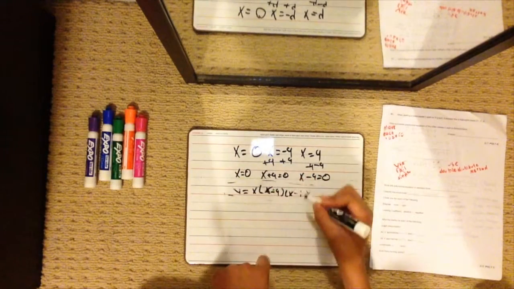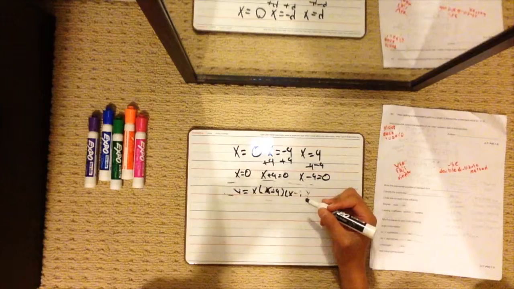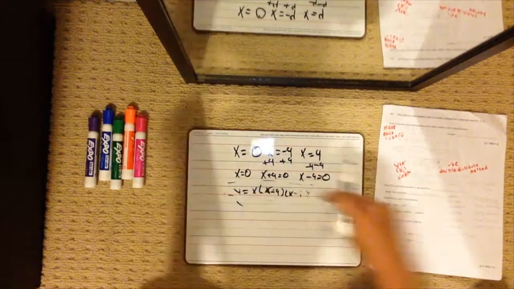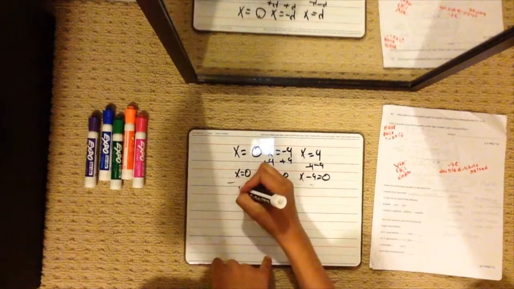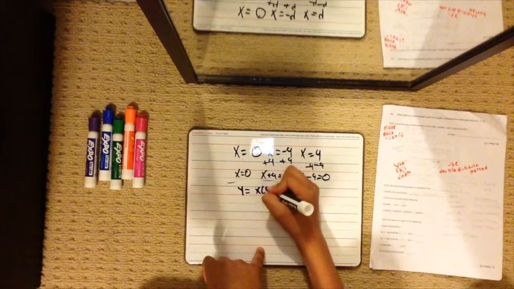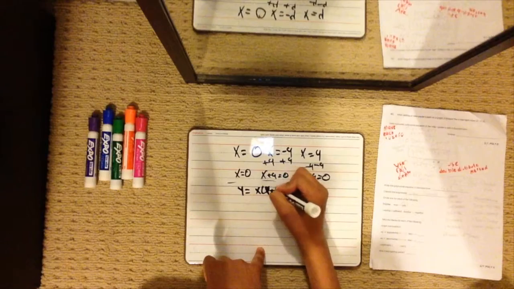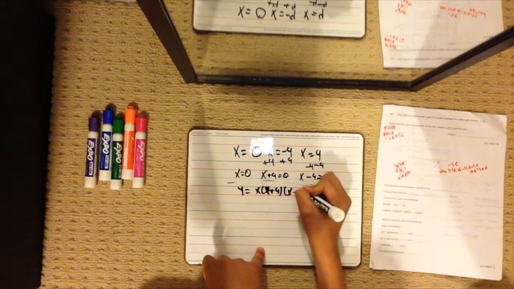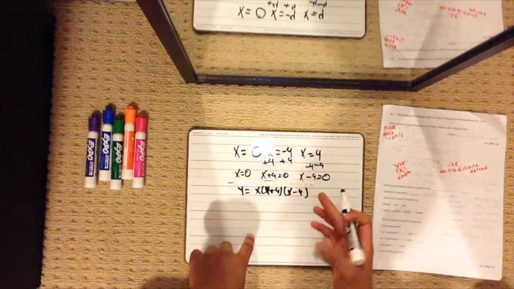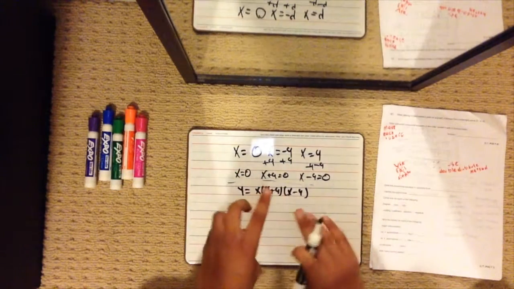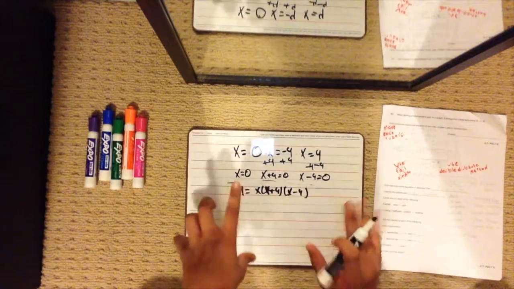So what you're going to do is get y. Let me rewrite it because it got a little erased here. y equals x plus 4 and x minus 4. What you're going to do is use the double distribute method. You could also use the FOIL method, I believe, but the double distribute method is the best way to go.